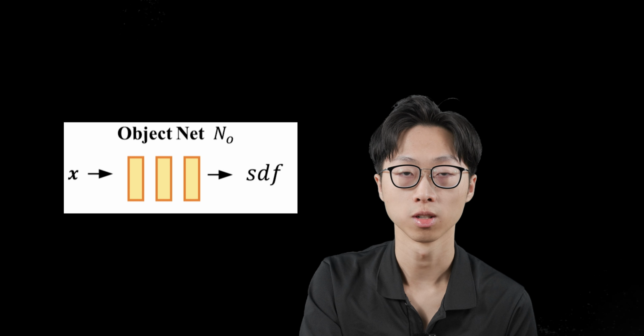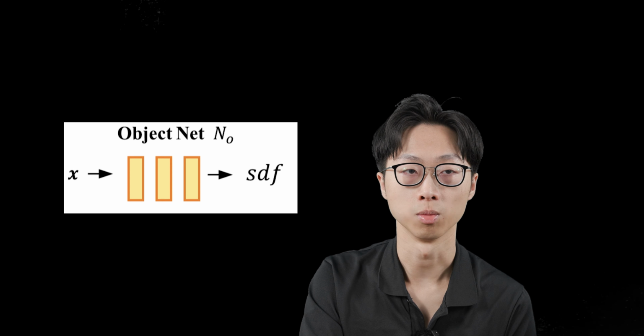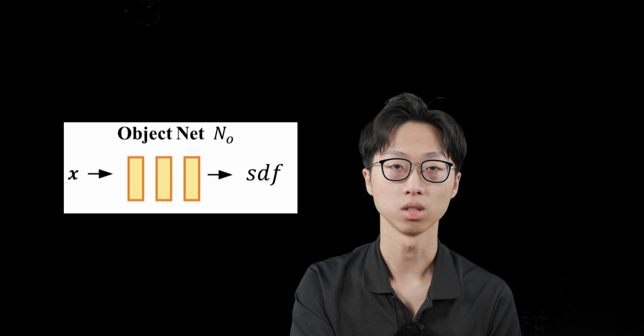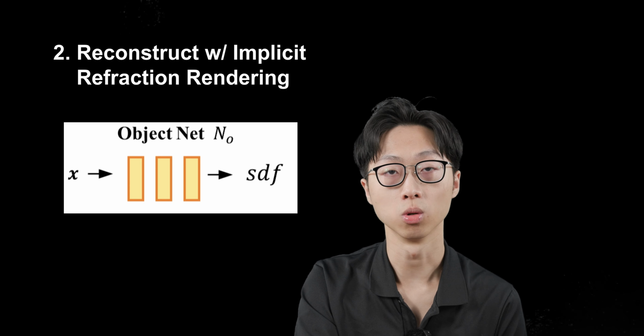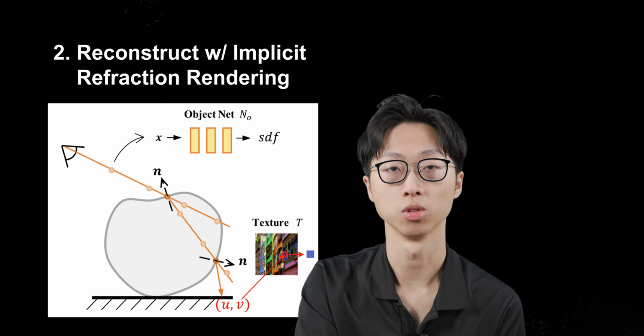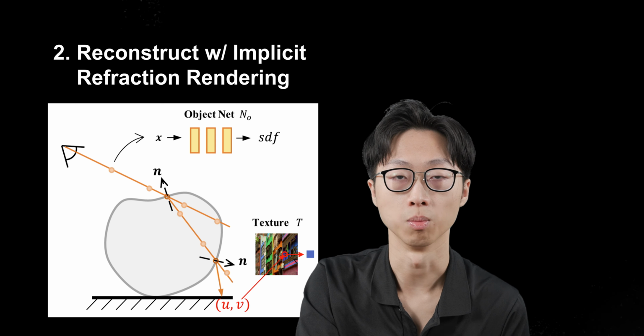Now with some initial shape constrained by the silhouettes, we can further refine the reconstruction with the use of the actual light paths that are refracted through the transparent object. This is where they introduce another network called the object network, or NO. This network only outputs the signed distance field of the object rather than the whole scene like NS. With this SDF, they implement the process of implicit refraction rendering, where the goal is to determine the color of each ray through the object in order to make assumptions of the geometry by enforcing the color of the refracted ray to be consistent with the actual input image.